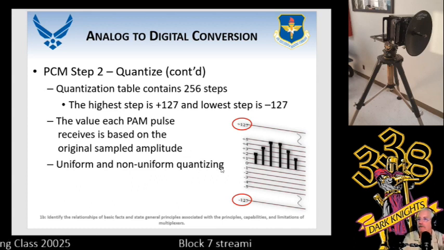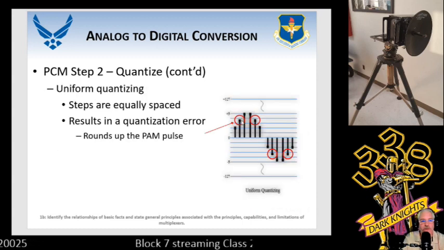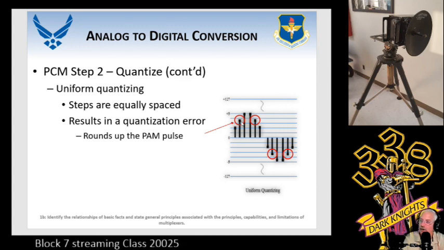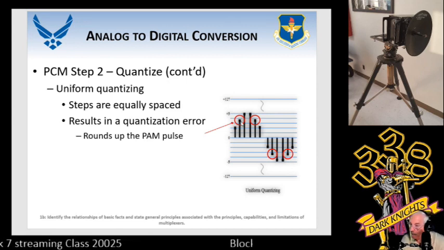We have two different types of table. One's a uniform, one's a non-uniform. The problem with uniform quantizing is when it falls between a line, we have to do something called rounding up or rounding down. These are considered quantization errors. On a uniform table, they are a problem because you're going to have a lot of rounding to do.